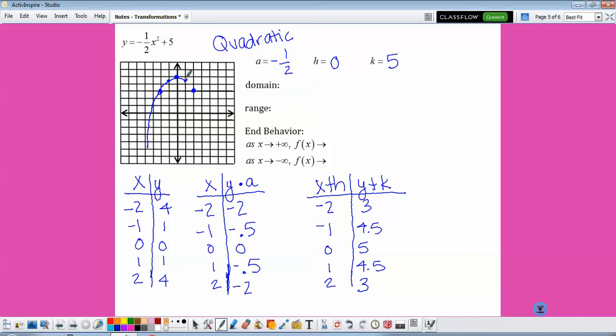This one makes our U shape, so make sure you don't make it too pointy. Arrows on the end. Since we have 2 arrows, our domain's negative infinity to infinity. Our range, our arrows are pointing down this time, so it's going to start with negative infinity. It's going to stop at 5. And since both our arrows are pointing down, both our end behaviors are going towards negative infinity.